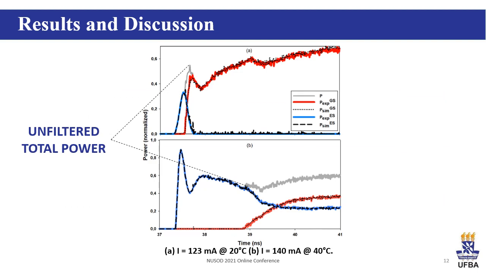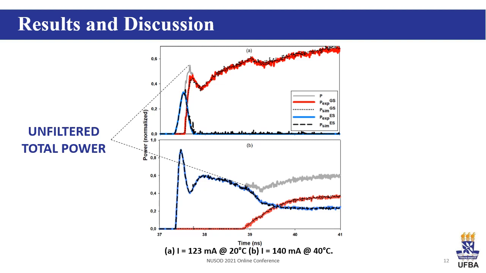And here, the graphic shows the model results for a current of 123 mA with an operation temperature of 20 degrees Celsius in scenario A, and the result with a current of 140 mA with an operation temperature of 40 degrees Celsius in scenario B. On the x-axis, you see the time in nanoseconds going from 36.5 nanoseconds to 41 nanoseconds, and on the y-axis you can see the unfiltered optical power with its values normalized.